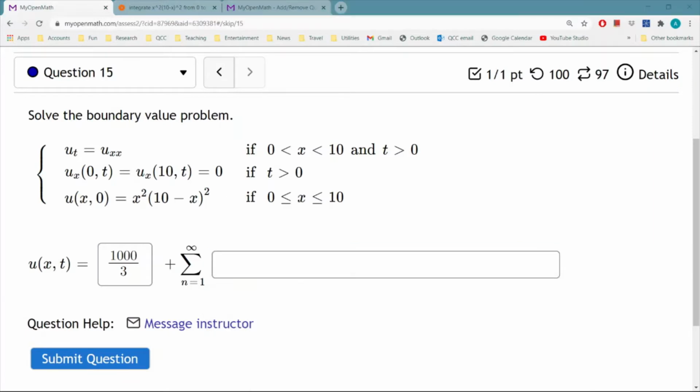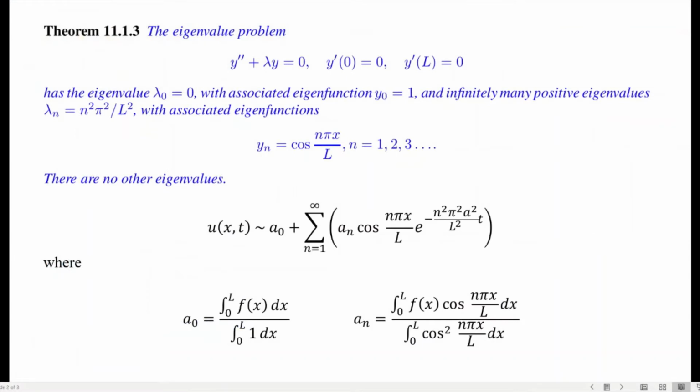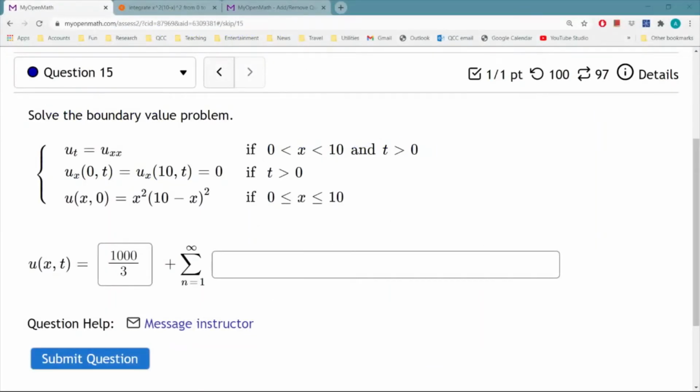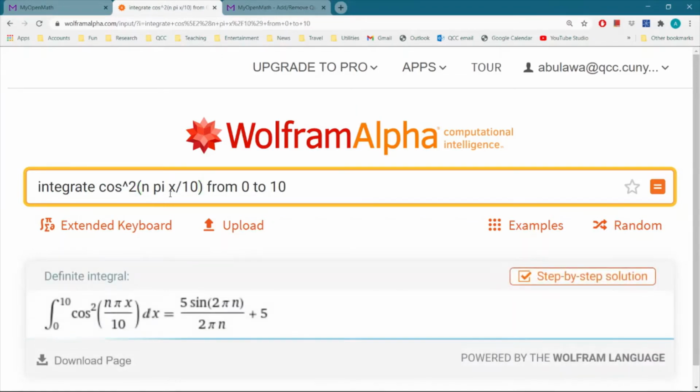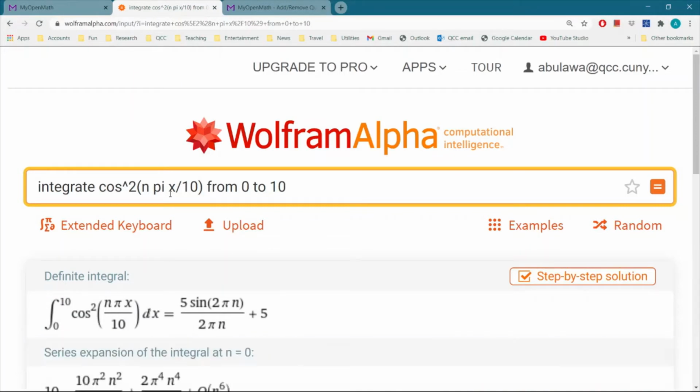Well, for that stuff, as we said, we have to compute the projection of our function onto the cosine terms. Well, the denominator is this cosine squared integral, so let's compute that out. So we're going to put cosine squared of n pi x over 10, and we're going to integrate that from 0 to 10. Now, Wolfram Alpha assumes the variable will be x, so that's what we want, and that should be fine. And we can see it got an answer here.